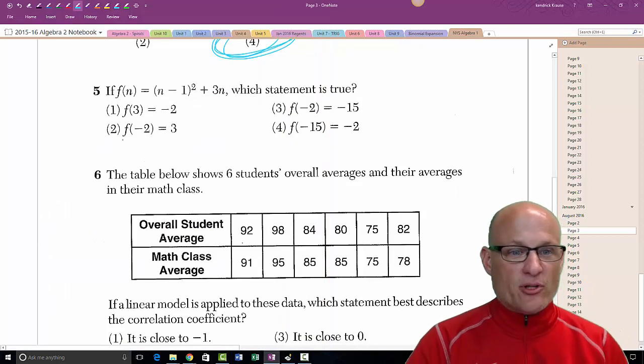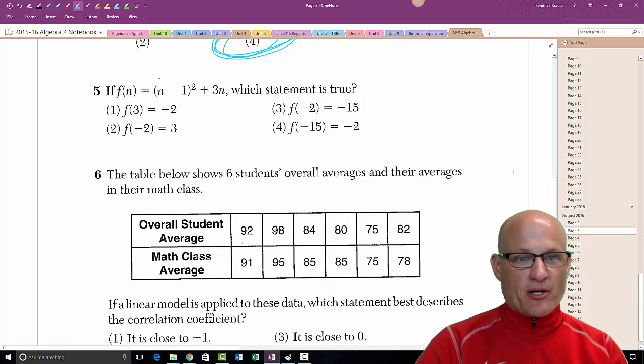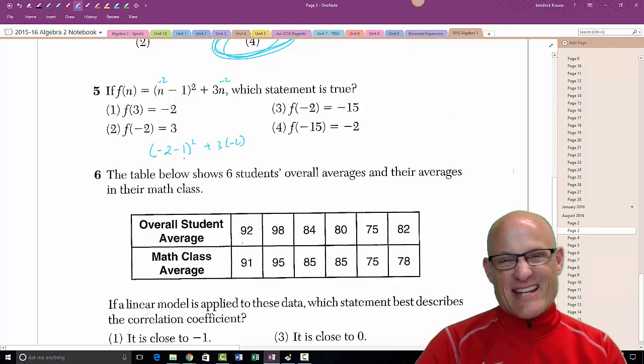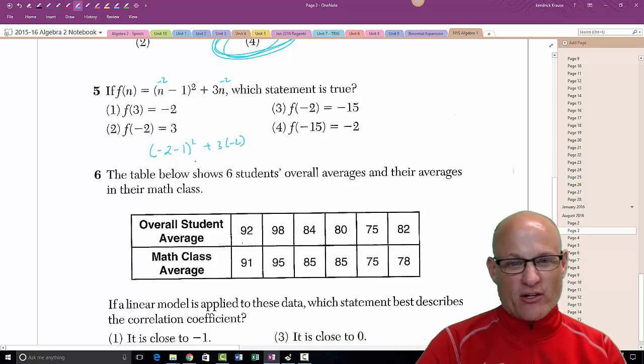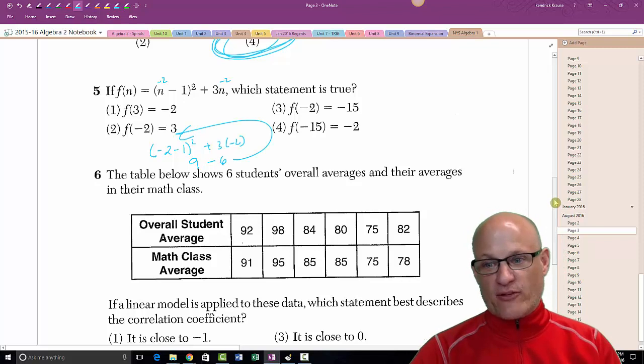Or you can just do it manually, and you could say, okay, I'm going to plug a -2 in here, and I'm going to plug a -2 in here. So that's -2 minus 1 squared plus 3 times -2. Well, that's -3. -3 squared is 9. 9 minus 6 is 3. So there's 3 different ways to do that problem.